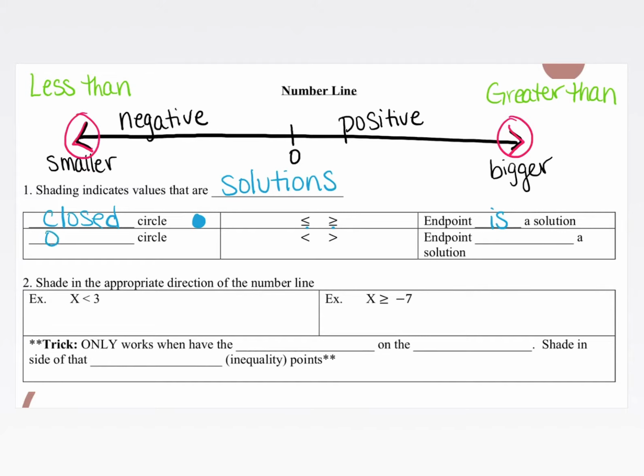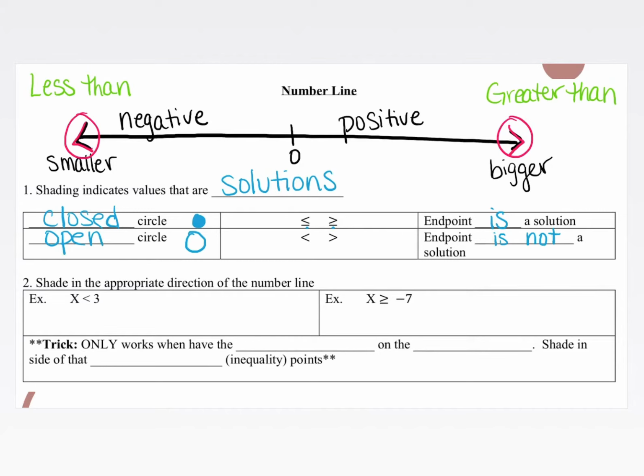The opposite is an open circle. So our circle here is not filled in. This is when we're dealing with strictly less than or strictly greater than. So we don't have that equal bar below it. This means that our endpoint is not a solution.